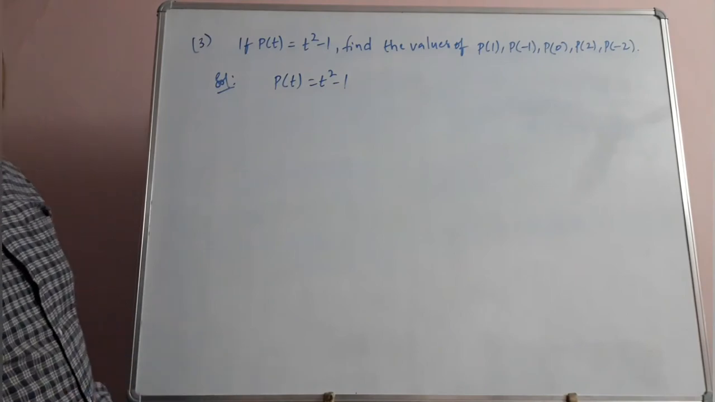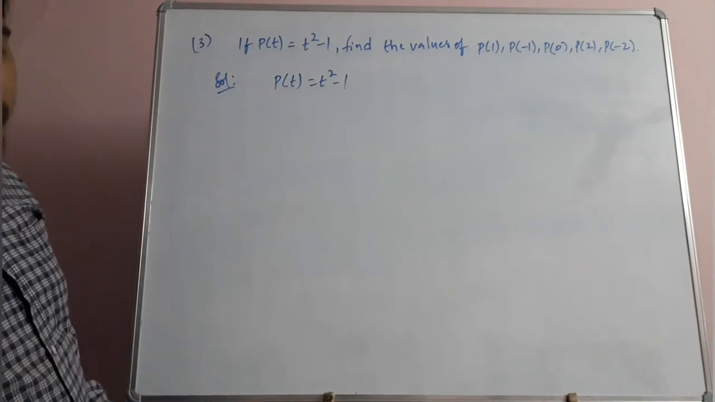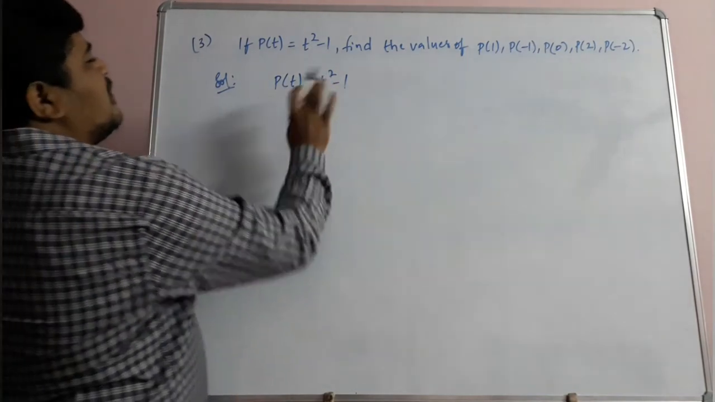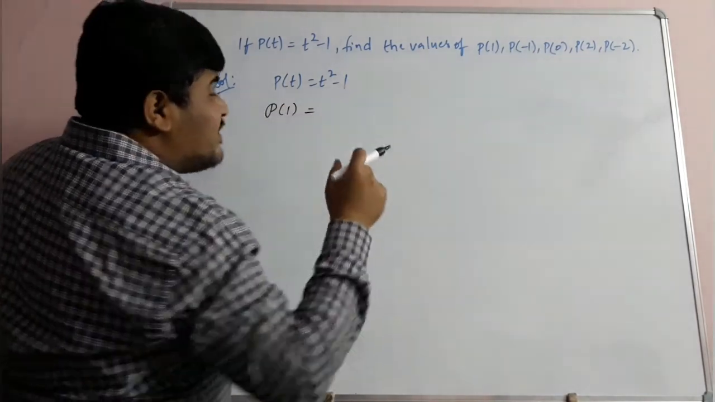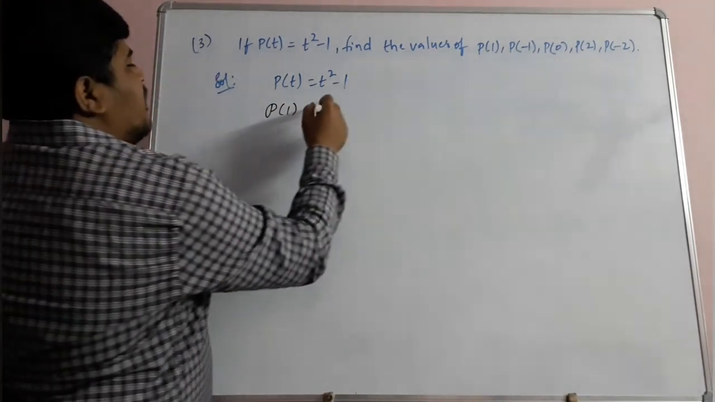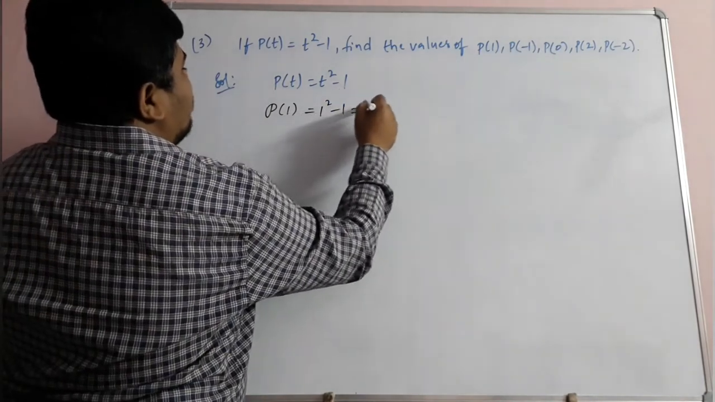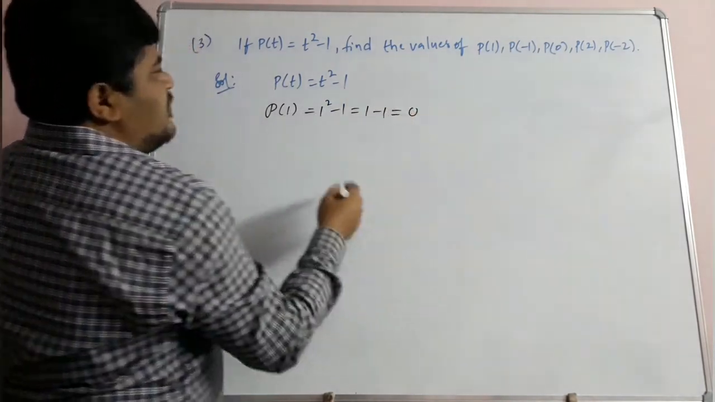Children, we are finding values of the polynomials, right? So, P of t is equal to t square minus 1. Suppose P of 1, what do we have to do? Just replace this t with 1. So, we get P of 1 is equal to 1 square minus 1, that is equal to 1 minus 1, 0.